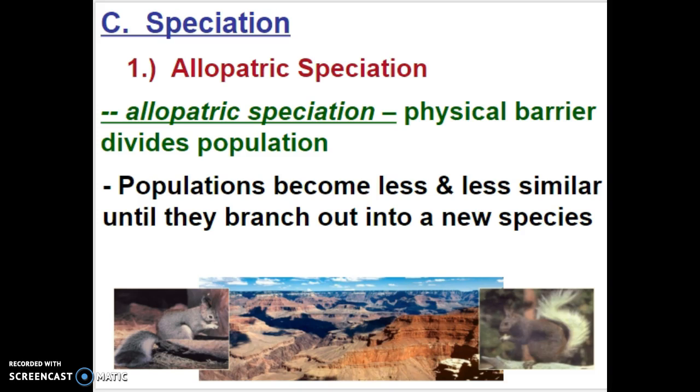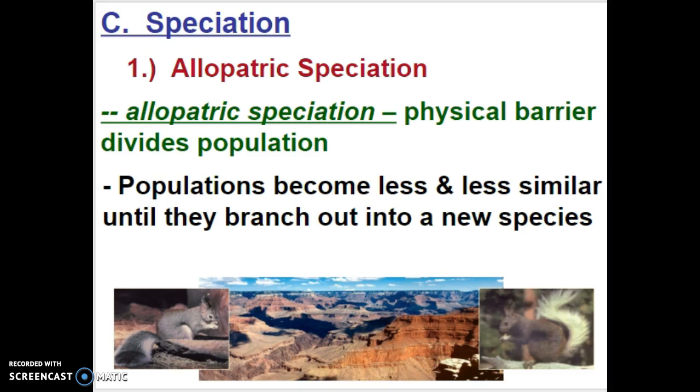Speciation is what we call in evolution when we have a new species being formed. Allopatric speciation is where a population is divided by some kind of physical barrier. So the populations on either side of the barrier become less and less similar until they eventually branch out into a new species. The image that you see on the bottom there, the middle is the Grand Canyon.